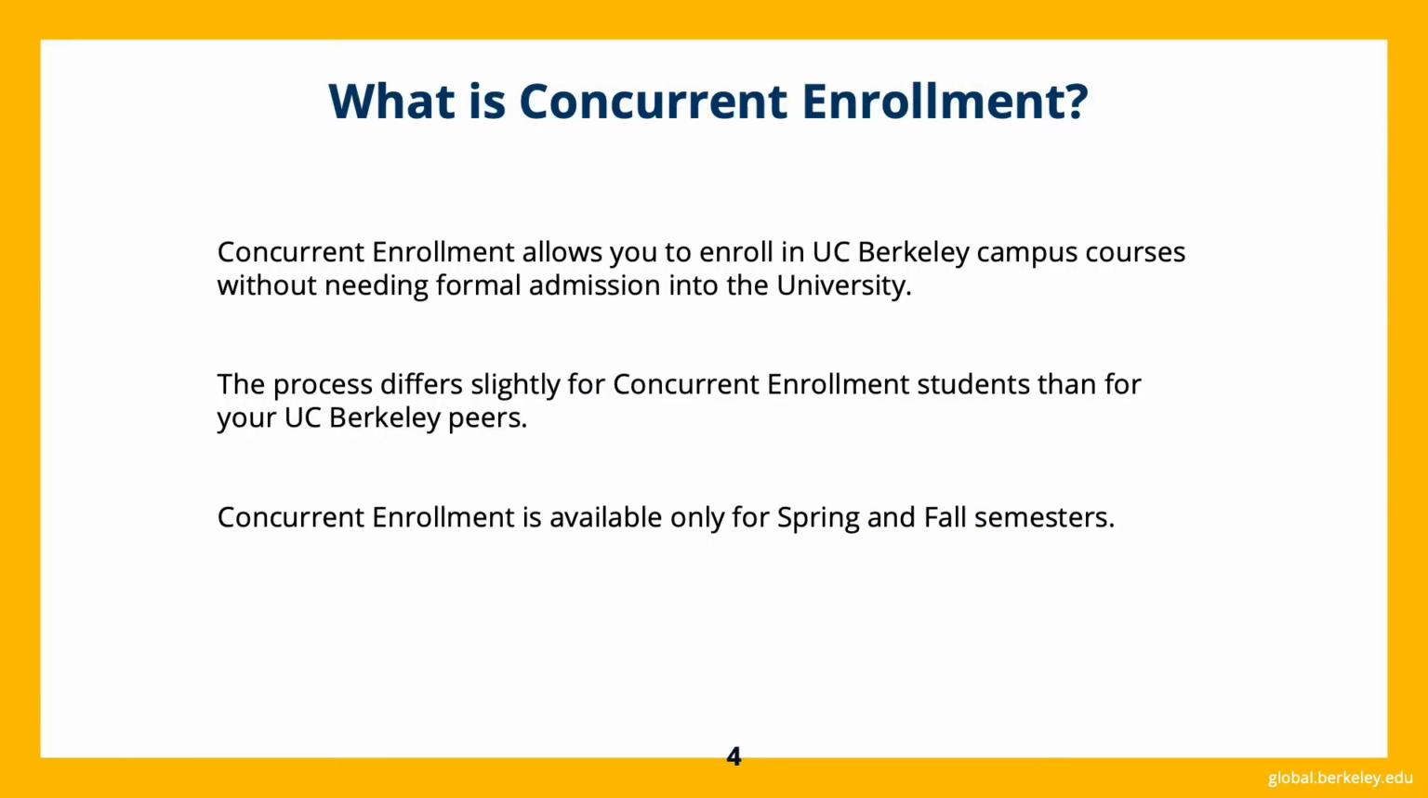To start things off today, let me explain what concurrent enrollment means, as this process most likely differs from how you are traditionally enrolled in your classes at your home university. On the one hand, concurrent enrollment enables students to enroll in UC Berkeley courses without actually requiring formal admission into the university, like your matriculated UC Berkeley peers. On the other hand, students participating in UC Berkeley courses through concurrent enrollment have a different process for enrolling in these classes, and this is what we will be talking about today.